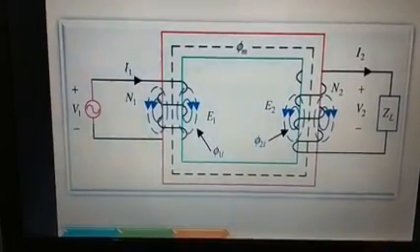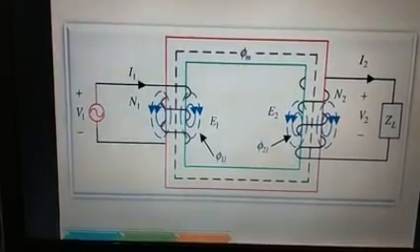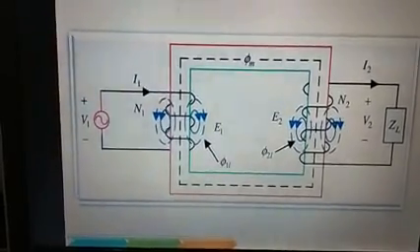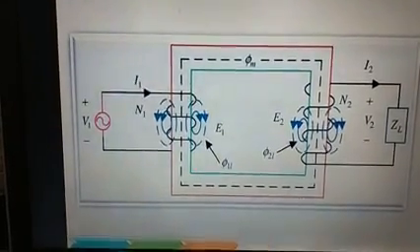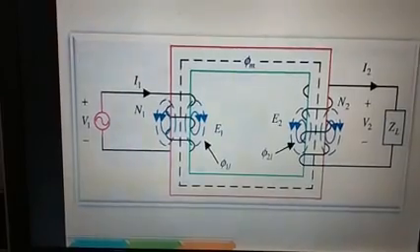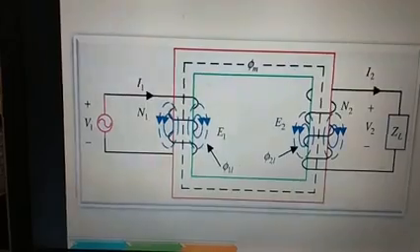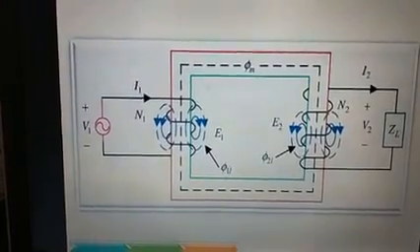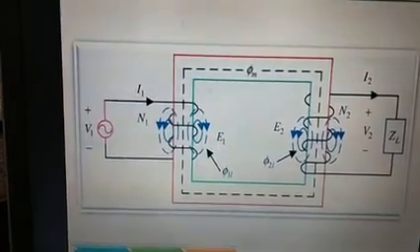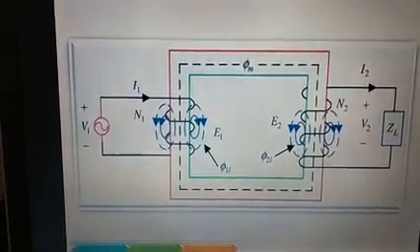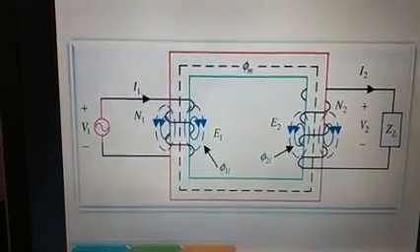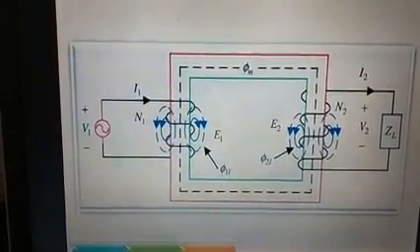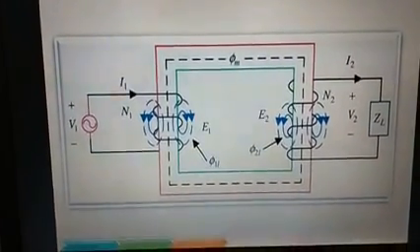Now this phi 1L and phi 2L, these are the leakage flux. Leakage flux means flux which links only the primary winding and completes the magnetic path through the surrounding air. This is known as the primary leakage flux, phi 1L. Similarly, phi 2L is the secondary leakage flux. It is a flux which links only the secondary winding and completes the magnetic path through the surrounding air.